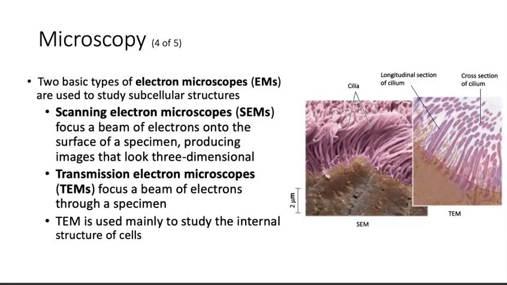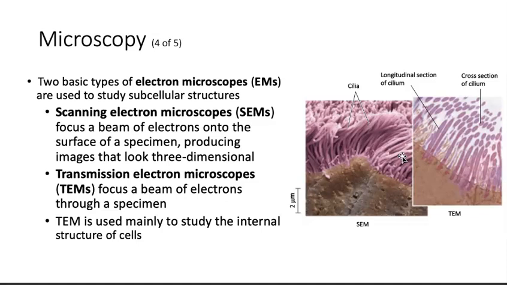So there are two basic kinds of electron microscopes. The first is called the scanning electron microscope, or SEM. What an SEM does is take a beam of electrons and scan across the surface of the specimen, whatever it is you're looking at. It shows you three-dimensional aspects of that cell. And you can see right here a very nice scanning electron microscope photograph of cilia. Again, these are formed by bombarding the outside of the cell with electrons.